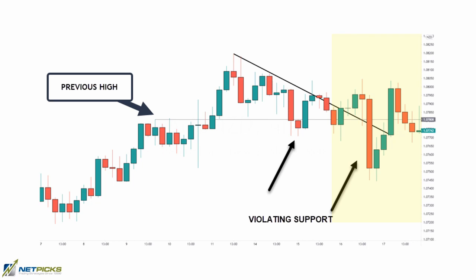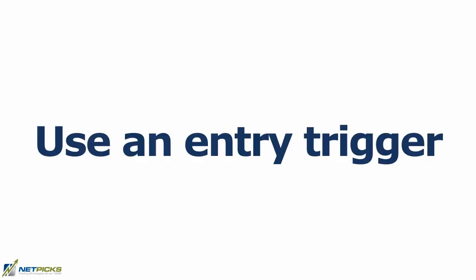Stay away, right? Because the current direction of price could be in jeopardy. So that would bring us to rule number 4. Let's use an entry trigger. So now you've got your pullback. You want to trade it, right? We follow the rules. Now we've got to decide how we're going to enter it.